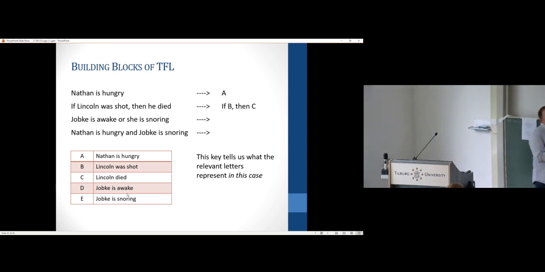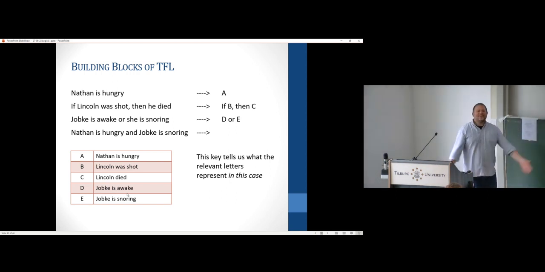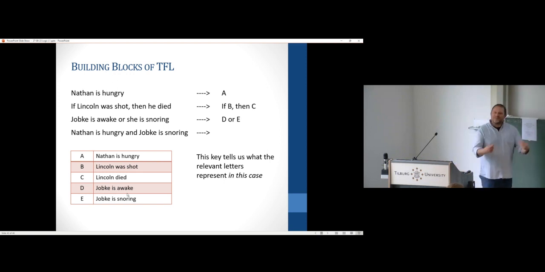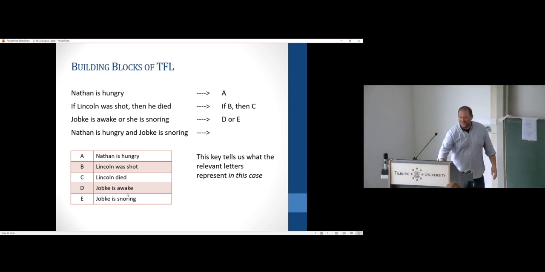Cool. How about Yalka's awake or she's snoring? A or B, right? And Nathan's hungry and Yalka's snoring. C and B. Nice. Cool. See? Look at this. It's amazing. We spent 20 minutes on it and you guys are already very fluent in this language. How proud of yourself should you be?